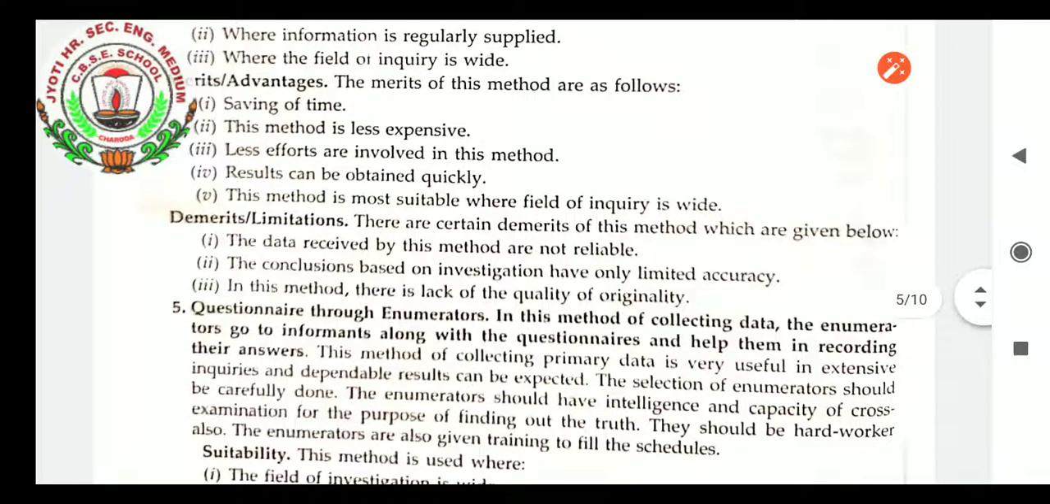Demerits. Students, there are certain demerits of this method, which are as follows. The data received by this method are not reliable, as they are dependent on other people. The conclusions based on the investigation have only limited accuracy, very low accuracy you can say, because anyone can write any answer. The chances that people have read the question properly and completed it fully are very low in this way of collecting data. In this method there is a lack of originality, because anyone can answer the question which is sent to their mail.